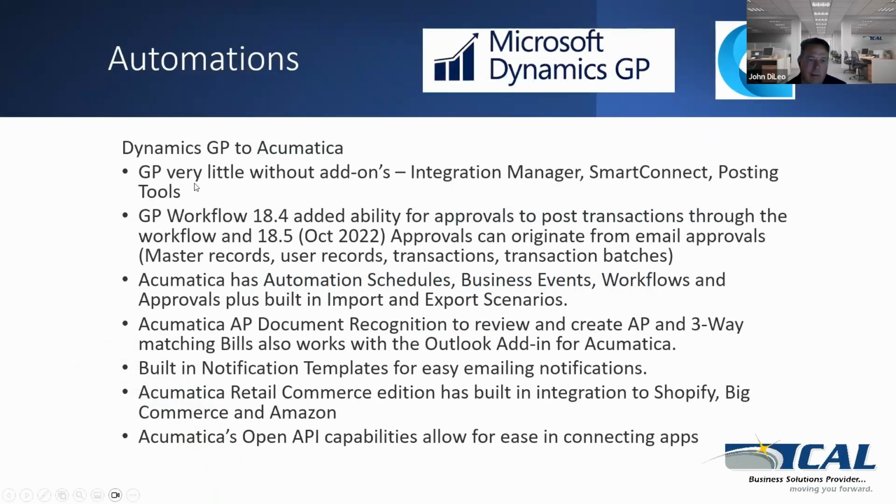Automations. GP has very little without add-ons, such as Integration Manager, Smart Connect, or posting tools. We do have a lot of people that have those and use those, and it definitely helps. With GP's workflow 18.4, they added the ability for approvals to post transactions through workflow. 18.5, they added approvals that can originate from email approvals for master records, and so forth.